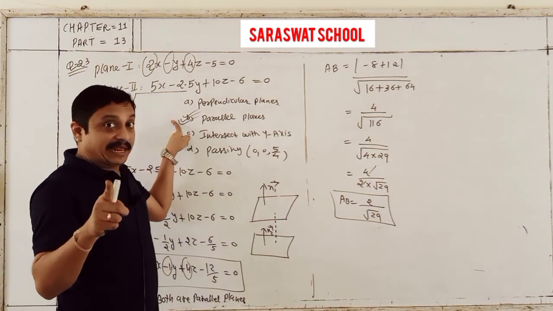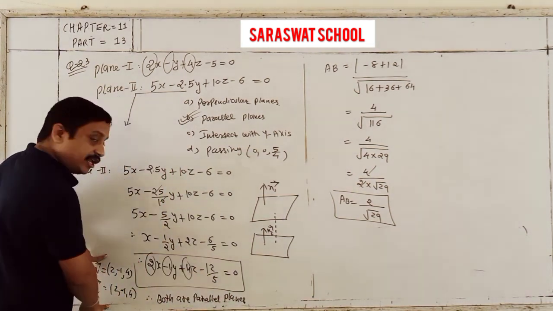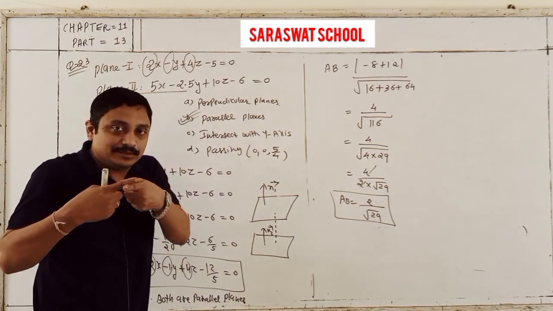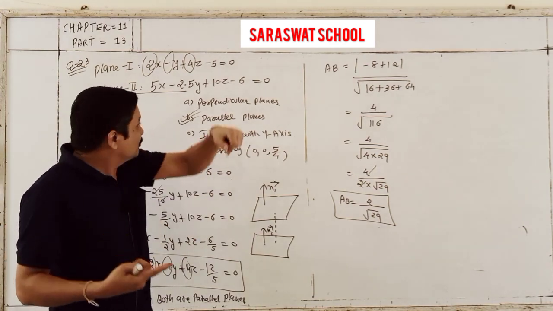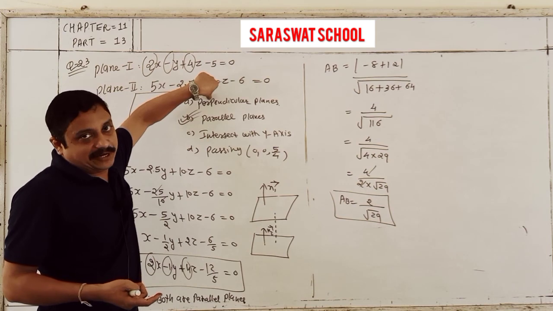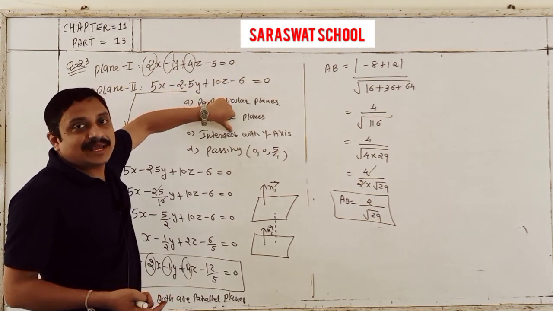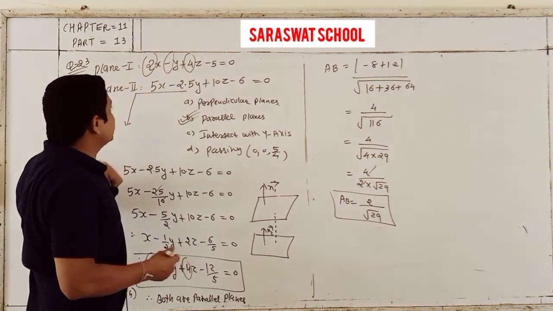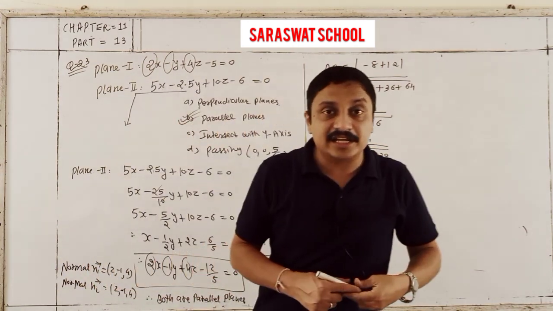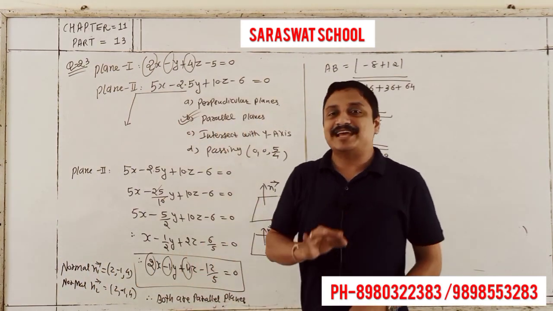But if you not parallel, then you will check n1 and n2 both dot product 0, and if you create dot product 0, then the answer is what? Perpendicular. Then after the creation of y-axis and passing through on it. Here students, our exercise question 23 is done, and our this chapter also students happily over here.